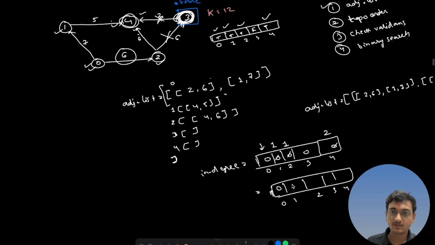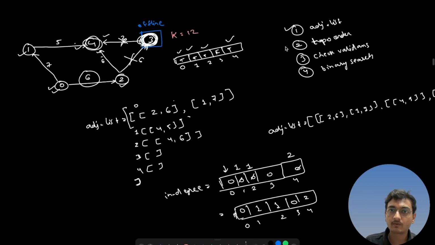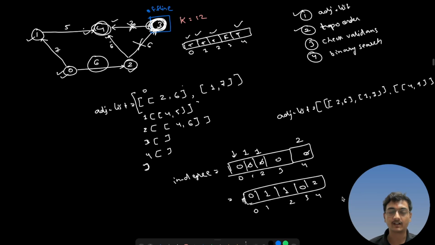So this will be 0, this will be 1, this will be 1, 3 will be 0, 4 will be 2. Okay. What is the next thing? We have to find the TopoSort order. Superb, let's find it.